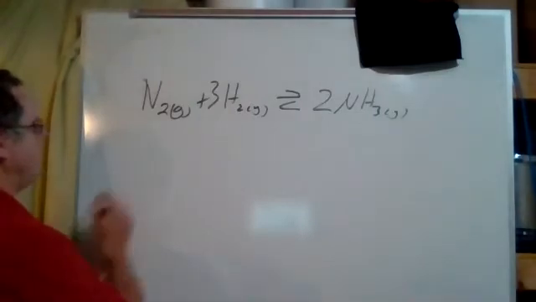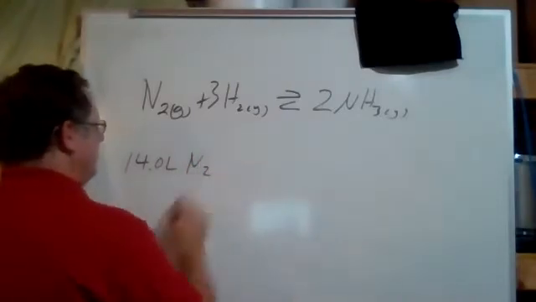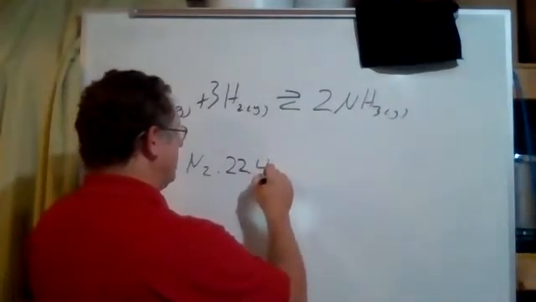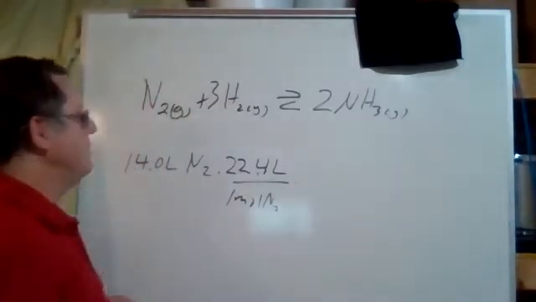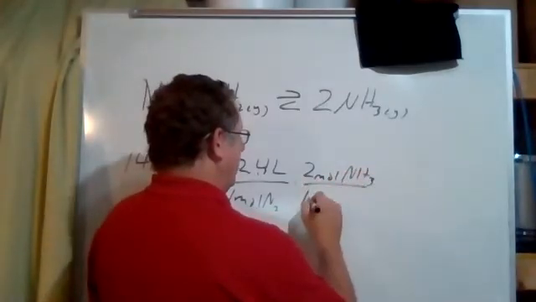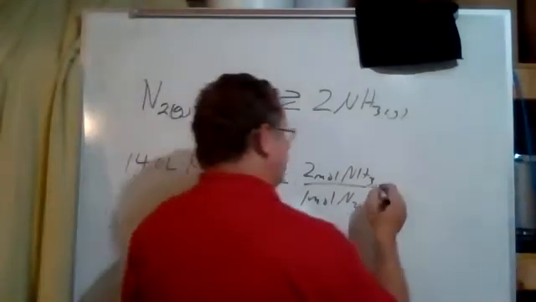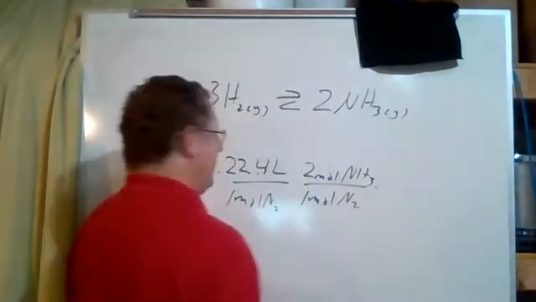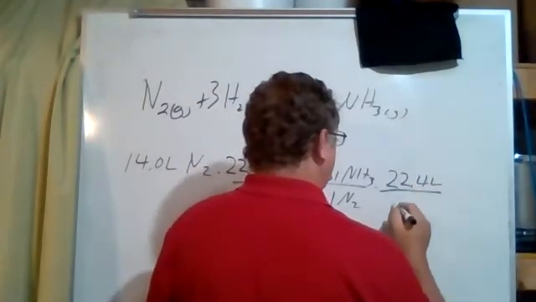And I'm going to use a different number. Instead of 1, I'm going to use 14.0 liters of N2. And I know that there are 22.4 liters in 1 mole of N2. And I know that I get 2 moles of ammonia for 1 mole of N2, and ammonia as a gas also has 22.4 liters in 1 mole. I didn't do this very well.